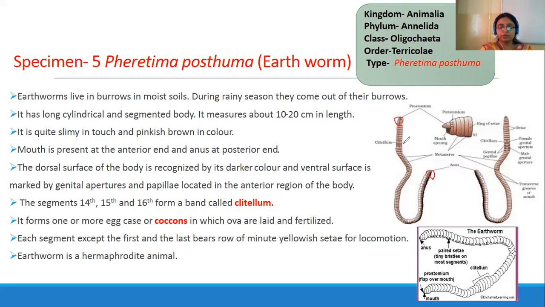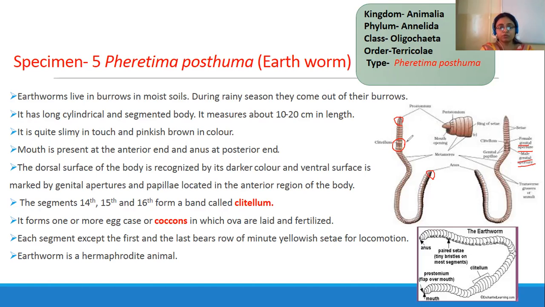Now, here you can see, we can easily identify the dorsal and ventral surface of this earthworm. How? The dorsal surface is somewhat dark in color and it has a clitellum band on its dorsal side. And on the ventral side, you can see the genital apertures, or the gonopores. These gonopores are present on the ventral side, which is somewhat light in color as compared to the dorsal surface. Fine. So darker dorsal surface, ventral surface is lighter, having the genital pores.